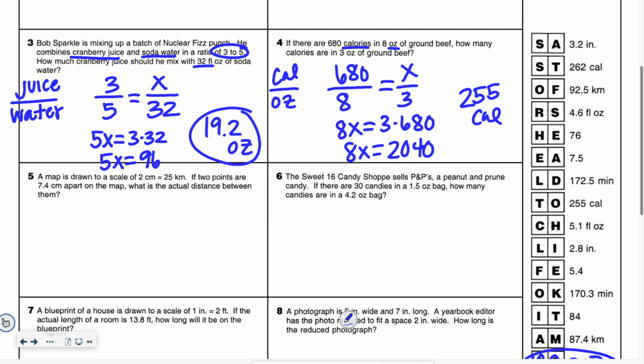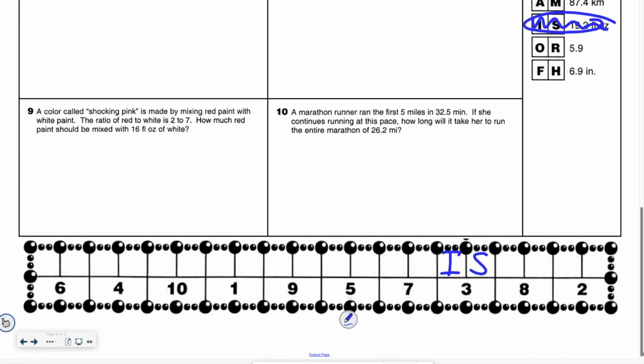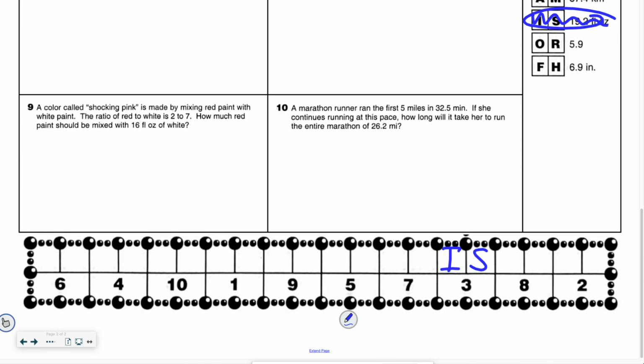So that looks like it's right here, TO. So TO goes on 4.